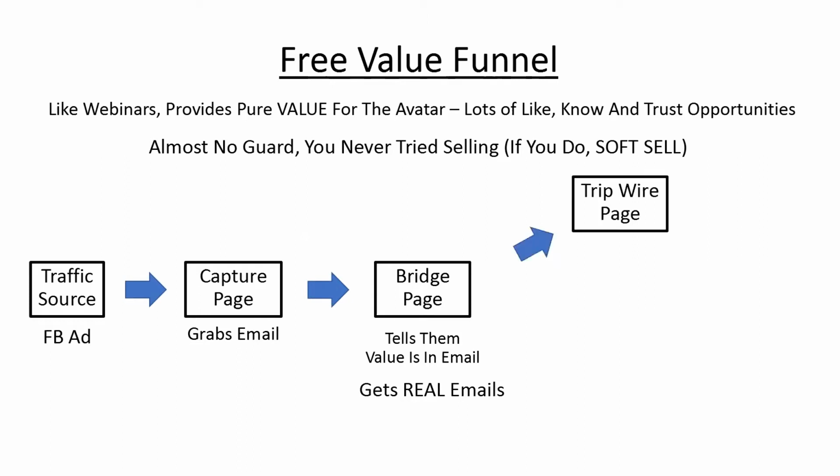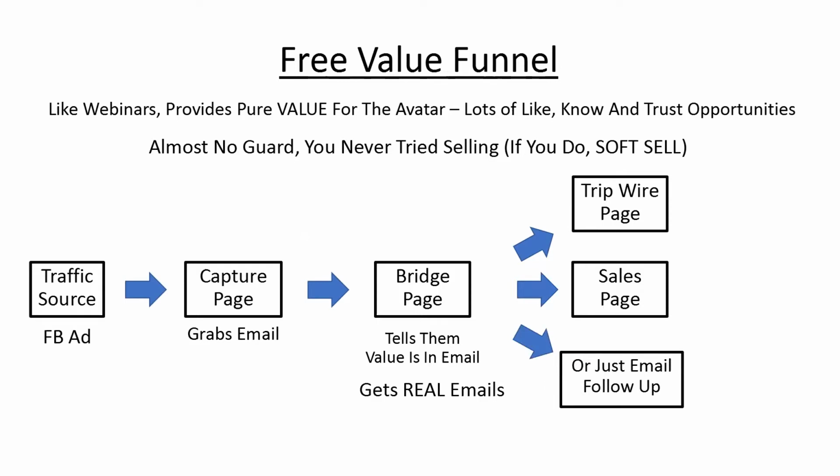So then from this bridge page, you can go to what's called a tripwire, which is, you know, like a $5, $10, $20 item, just something really low ticket because they already have some like, know, and trust with you for already going through your funnel. You can take them right to a sales page or just follow up with emails and continue that. That's going to be your highest value, highest converting thing.